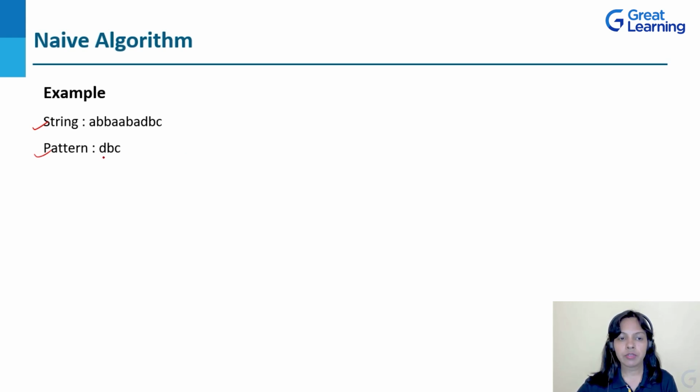This is the pattern given, which has the characters D, B and C. Similarly, there's a string given which has certain characters in sequence. In the naive algorithm, the logic followed is that you compare the characters of the pattern with the characters of the string, starting from the very first character. Let me make it more explanatory by writing it here: B, A, D, B and C. Now the pattern is D, B and C. We'll start matching from the first index.